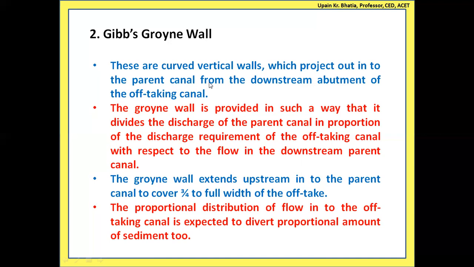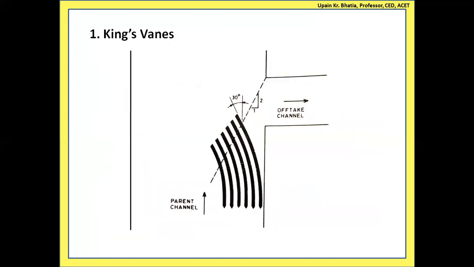From where does it start? It is starting from the downstream abutment of the off-taking channel. It is the same point from where the reference dotted line of the previous slide was taken. So here, this is the parent channel. From one bank to the other, this groin wall is to be provided. If this is the bank, it will be extending into the parent canal in this way. So it is written that it should start from the downstream abutment. This is the offtake channel. Here and here, on both sides, we are going to provide the abutments for the structure.